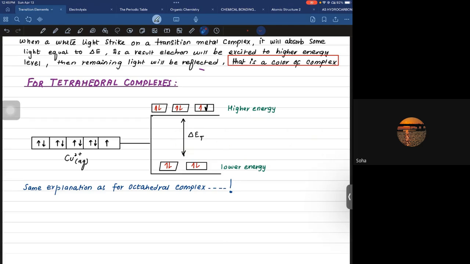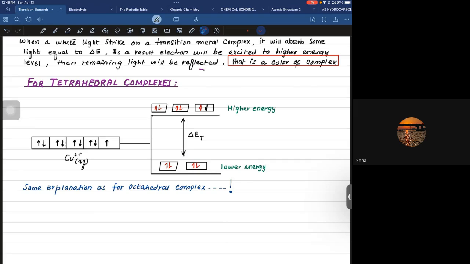If the color is not going to match this delta E value, then I can't say that it's going to absorb that color. So same thing I'm going to say, the energy gap for group 1 and 2 is too large. Of course, no value is going to match with that. So they are not going to absorb any of the color. That's why they are not colored, of course.